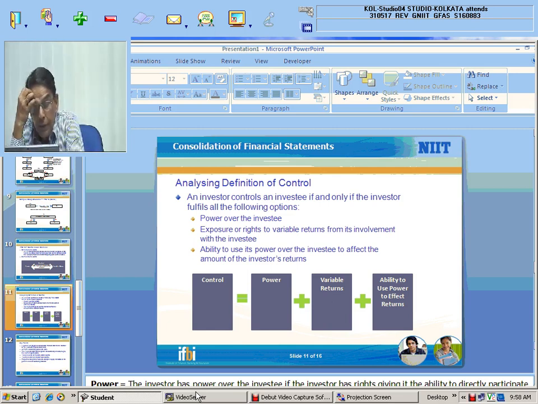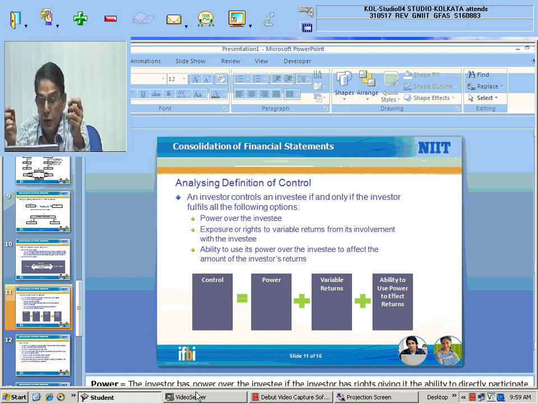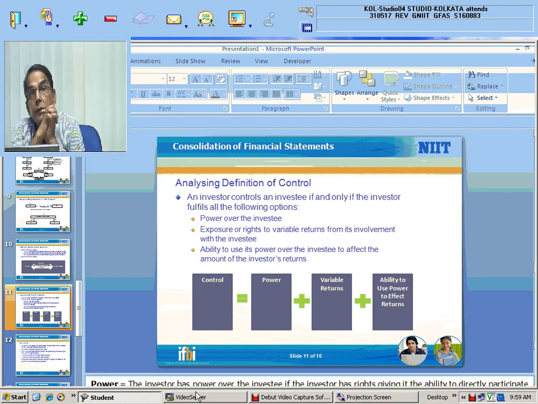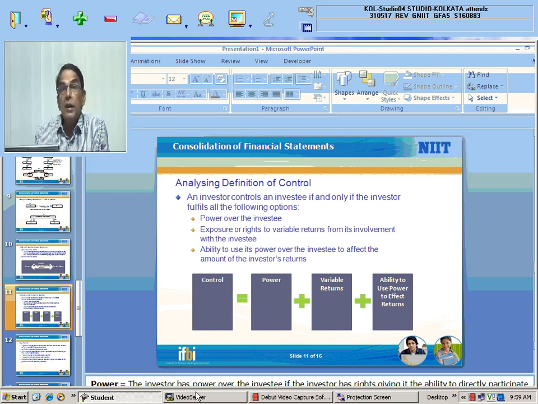That means participating in the activities which significantly affect returns from the investee can be participating in the board of directors meeting, where a decision is taken regarding how much dividend is going to be paid to the shareholders. So if the investor has the rights giving it the ability to directly participate in the activities which significantly affect returns from the investee, it has power. In many straightforward situations, how is power gained? Power is normally gained by holding more than 50% of the voting rights in the investee.